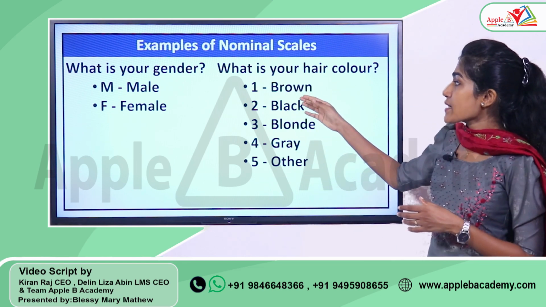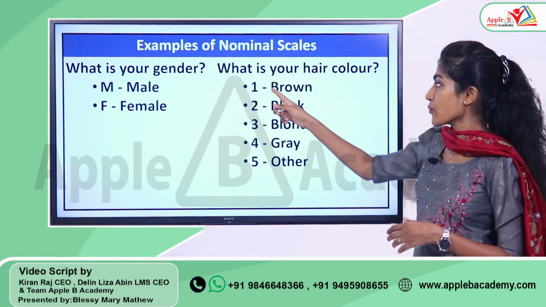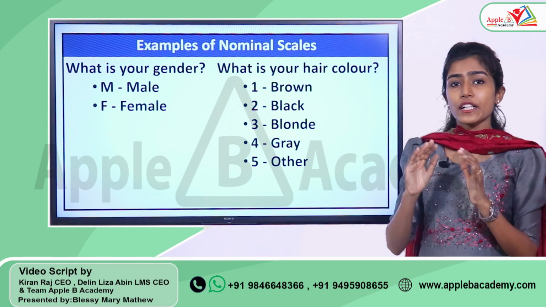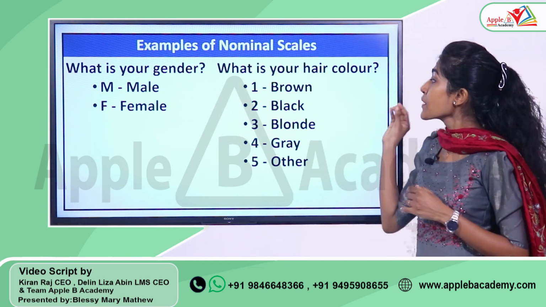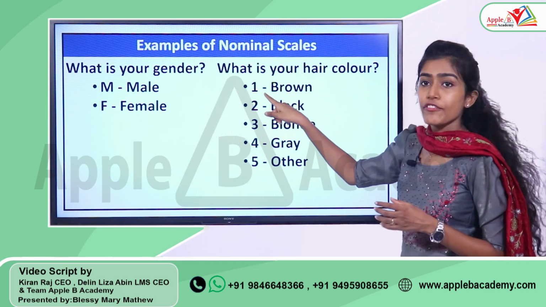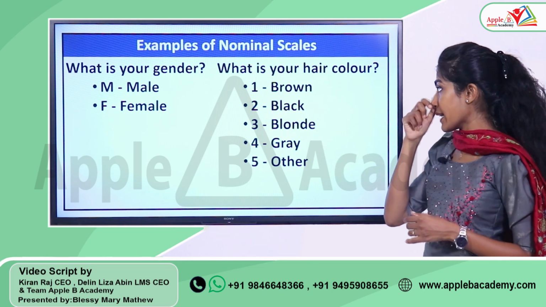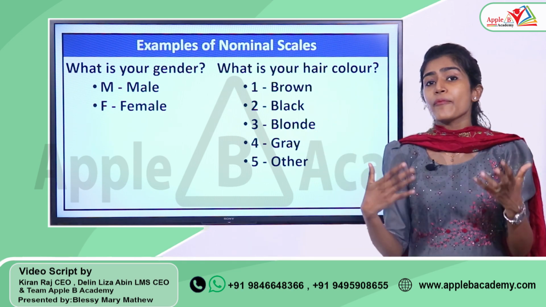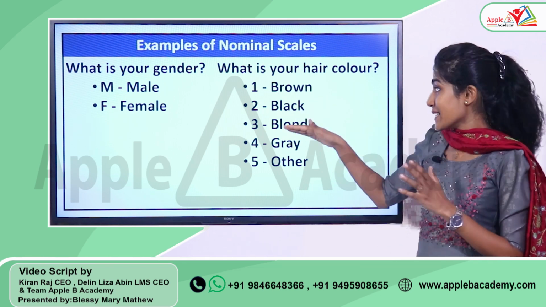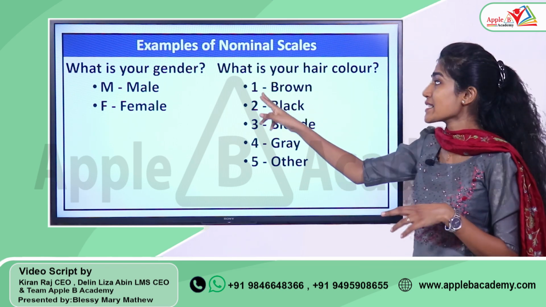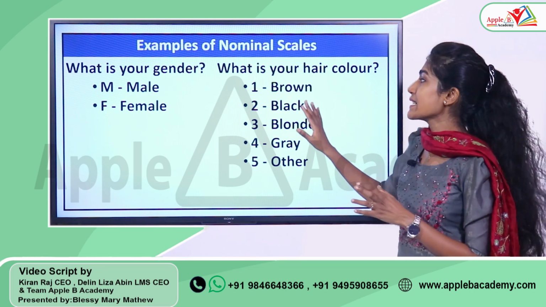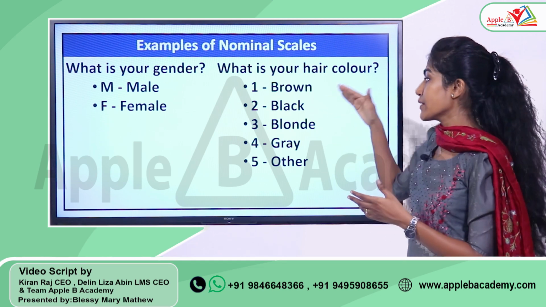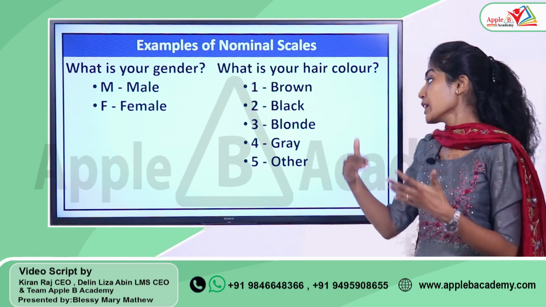If you consider here, we can say that 1 is brown, 2 is black, 3 is blonde. We have different numbers given here. These are just labels or tags, and they don't give a particular order to these different colors. That means if you mention brown as the first color under the question, what is your hair color, that doesn't mean brown is more attractive or superior to black. It doesn't have an order here. We are just using these tags in order to label or categorize these different colors. That's it. It doesn't give us an order in which the first one is better than the third one, or the fifth one is not as good as the second one.